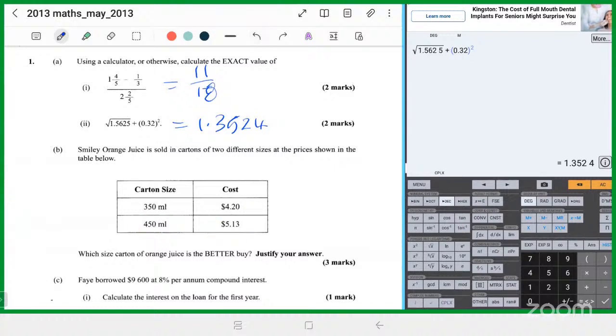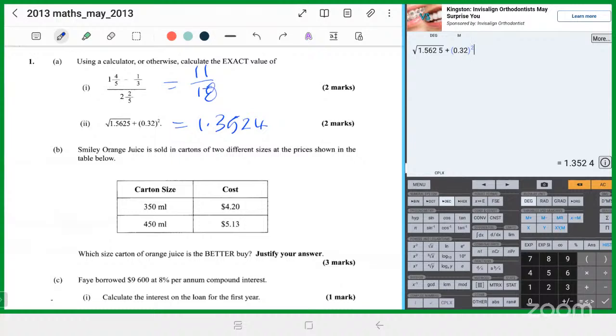And this is what we call a better buy question. Which one is the better buy? It's something that you need to practice when you go into the store. It's a different size of the same thing. Which one is the more economic buy? There are multiple ways of doing this. One way is to see how much you're getting for your dollar. I think that is one of the easiest ways to do it. You want to see how much juice you're getting for $1 in each carton, and the one that you're getting more of for $1 is the better buy.